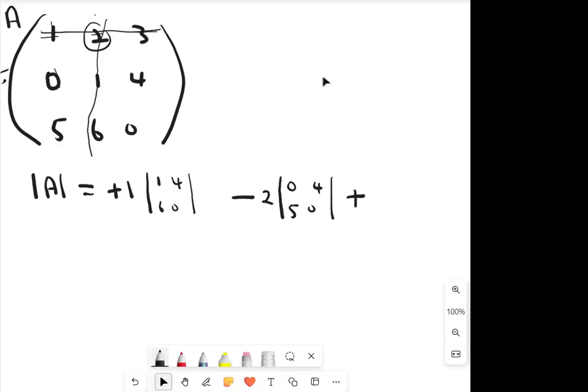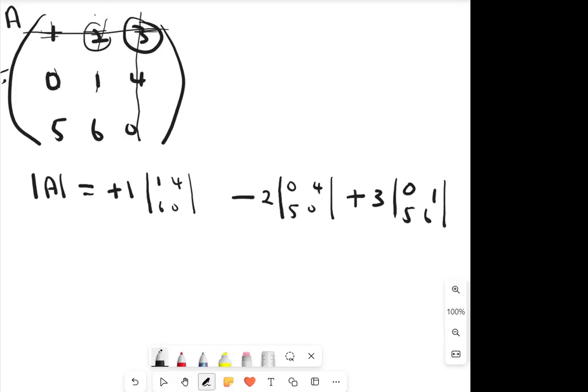Plus. We go back again now and take the third element, that's the 3. So we're taking this 3 here, cross out the row and the column that it's in, and you put your 3 here times the determinant of 0, 1, 5, 6. Good. We're going to do it here now.